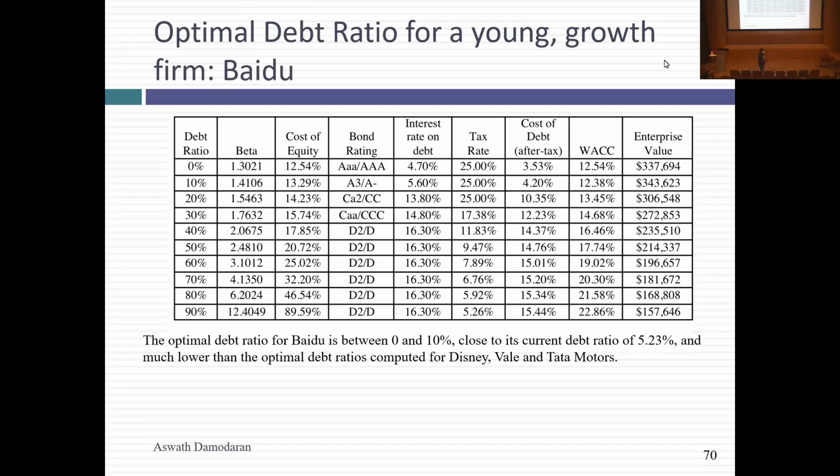Which brings me to Baidu. If you remember, Baidu's actual debt ratio looked really low. It was, I think, 5.23%. And your first reaction when you look at a debt ratio that low is, hey, they should borrow more money. So I decided to see what the optimal debt ratio for Baidu is. And if you look in that second last column again, my optimal debt ratio is about 10%. Remember, when I say it's 10%, because I'm moving in 10% increments, all I'm saying is it's around 10%. It could be 6, it could be 7, it could even be 5.23%.